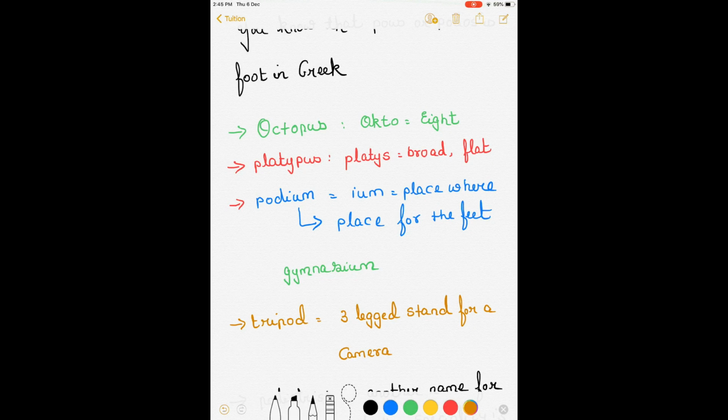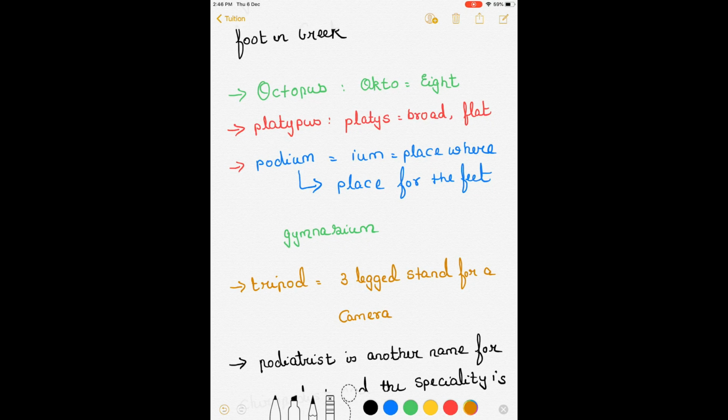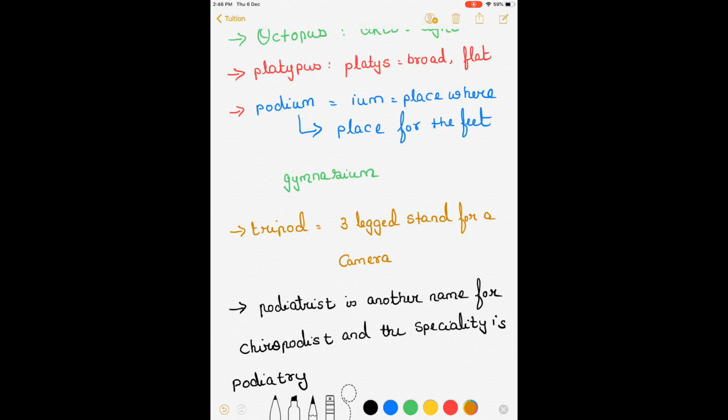Broad or flat foot. Podium. Now understand. Ium means a place, and podos, you know, is foot. So place for foot is podium, and podium is the place where you actually stand. So the speakers stand on the podium and they give their speech. It's a place for feet. Tripod. So 3 feet. It's a 3-leg stand for a camera.